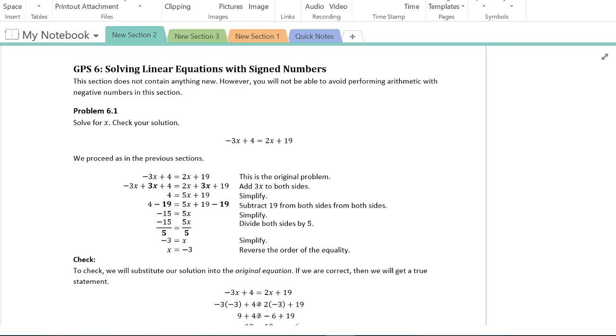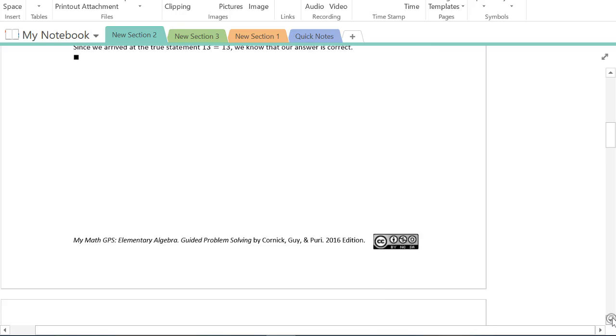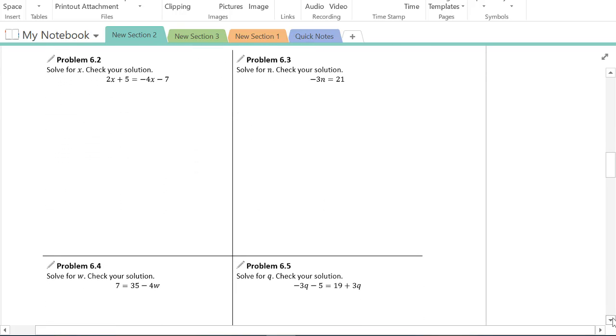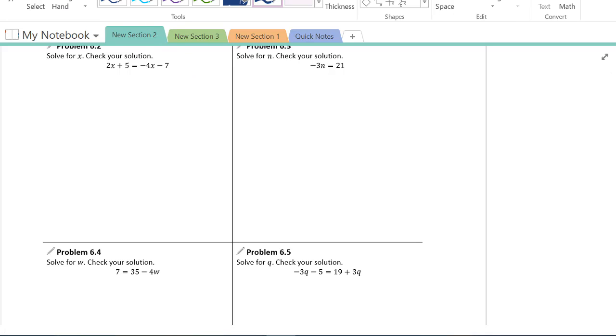So GPS 6 we're going to look at solving linear equations with signed numbers. Again, you can read the GPS if you like. We can just skip to some examples on how to solve some linear equations. This is very similar to what we did before, except now we're going to work with some signed numbers here. Generally, I know some of you get confused whether you should move variables to the left or you should move variables to the right.